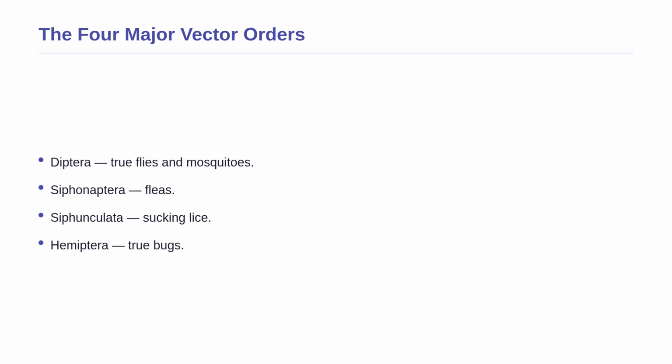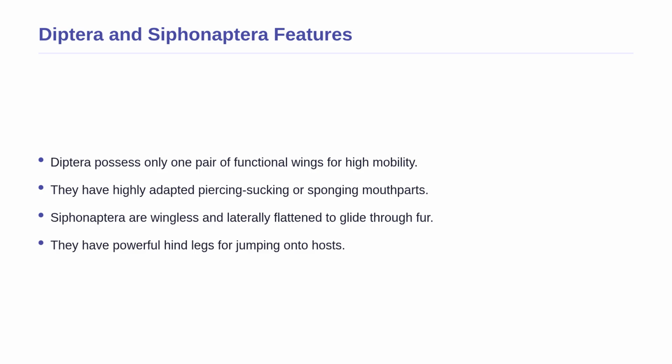Let us dive deeper into the specific physical traits that make each of these orders such effective vectors. Let us examine the first two orders closely. Dipterans, like mosquitoes, are incredibly mobile because they possess one pair of functional wings. They also have highly adapted piercing, sucking, or sponging mouthparts designed for rapid feeding.